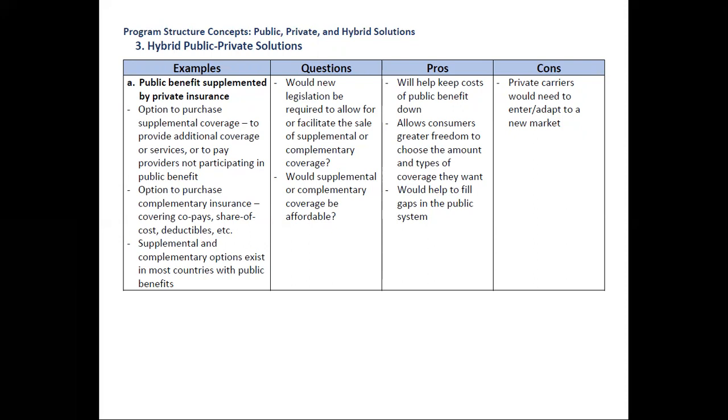Another option is for private insurance to offer complementary coverage. So that would be covering copays, share of costs, or deductibles if the public benefit were to include any of those costs. And you see these private, supplemental, and complementary insurance options in a lot of the systems internationally, and a lot of the countries internationally that have universal long-term care insurance programs.